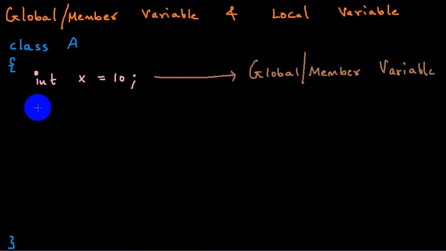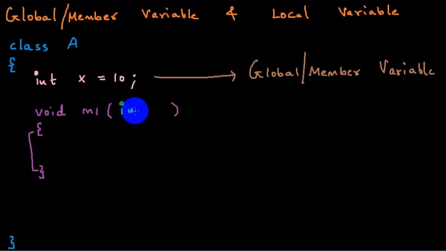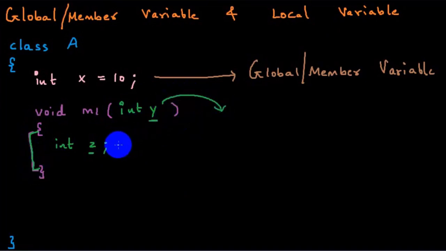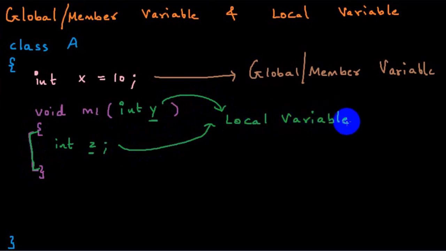Similarly, sir, I will have one method. Void is the return type, M1 is the method name, open parenthesis close, and open curly braces close here. This is the method here. Now this method is accepting certain arguments: int y and int z. So now y and z are local variables or global variables? Sir, if a variable is declared within a specific scope, we generally refer to it as a local variable. In simple terms, if you declare a variable within a class, it's a member variable. If a variable is declared within a specific scope, they are called local variables.